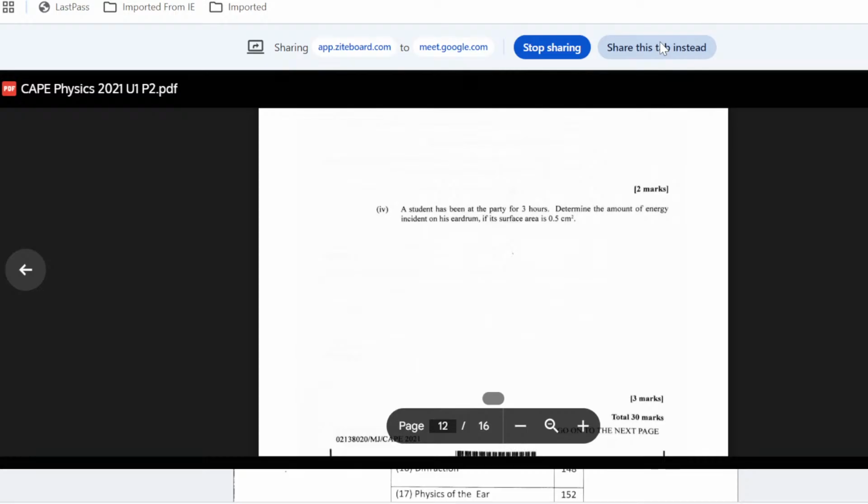1 times 10 to the 9 times the threshold, and times 10 to the -3. The student has been at a party for 3 hours. Determine the energy incident on his eardrum if its surface area is 0.5.